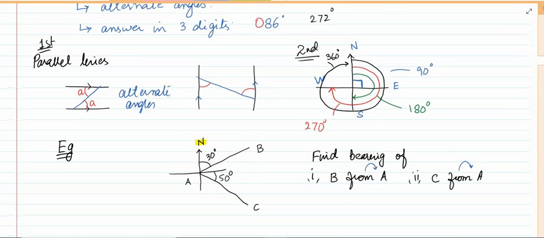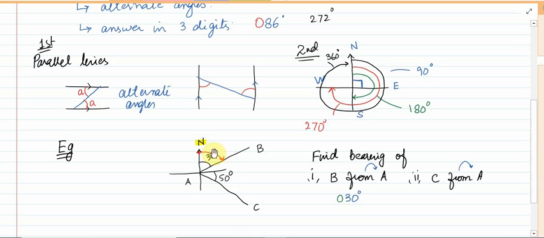That means we need to travel from this point until we reach the line B. So if I am going from this point till this line, how many degrees have I covered? It's very simple, I have covered 30 degrees. And we know that bearing is always written in 3 digits, so it will be 030 degrees. That is your first part answer.